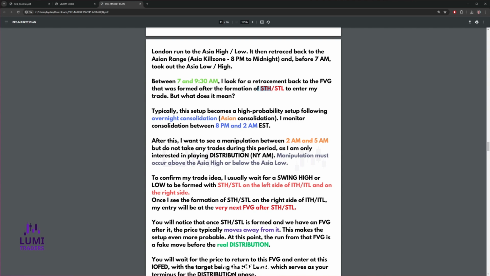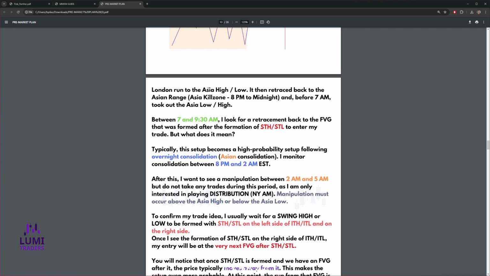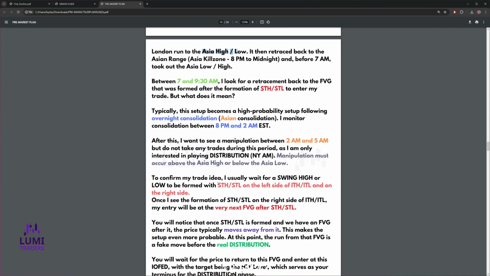After this, I want to see manipulation between 2 a.m. and 5 a.m., but I do not take this trade. First, I usually sleep at this time. Second, I don't like to trade manipulation. I am only interested in playing distribution. Here is a key moment. I am only interested in playing a real distribution during the New York AM session. Manipulation must occur above Asia high or below Asia low.